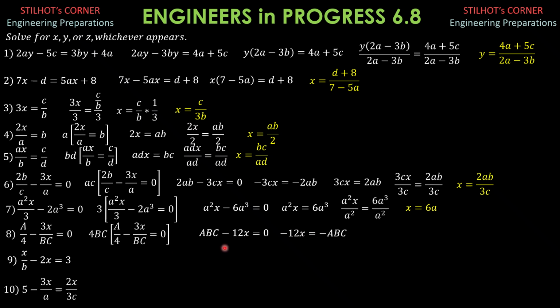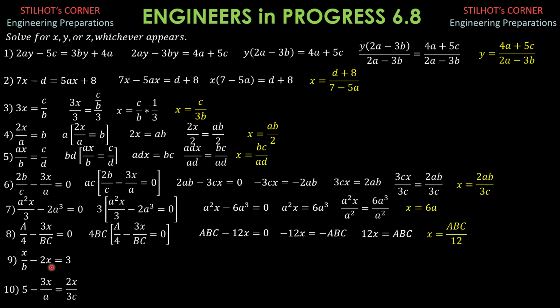Then negative 12x equals negative abc. So negative abc over negative 1, negative 1, so positive. So this is 12x equals abc. Divide both sides by 12. So x therefore is abc over 12. So we just divide everything by 12 and put the answer. This is the answer because we already have the same experiences in the preceding problems.